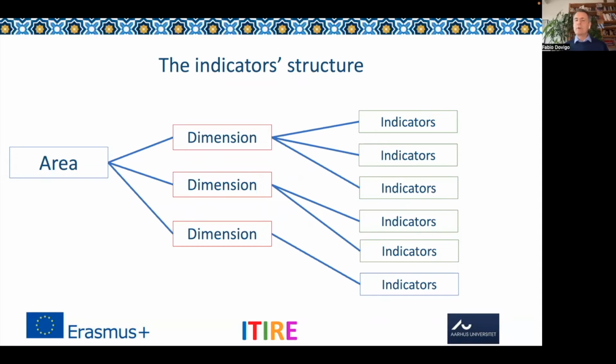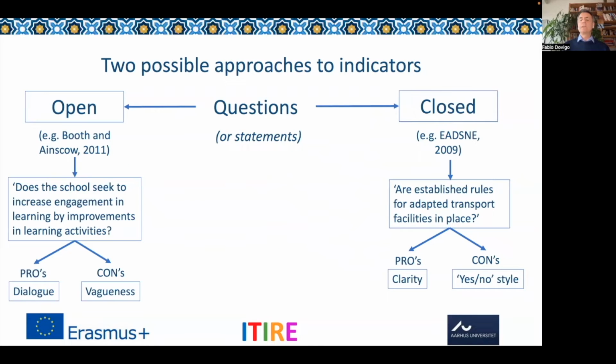What is the structure of the self-assessment tool? In the first part of the class, we identified a list of areas for working in refugee education in the early childhood sector. Each area encompasses several dimensions, and each dimension in turn includes several indicators. Indicators are usually in the form of questions, or more rarely statements, and the literature shows that there are two possible approaches to indicators: open and closed.